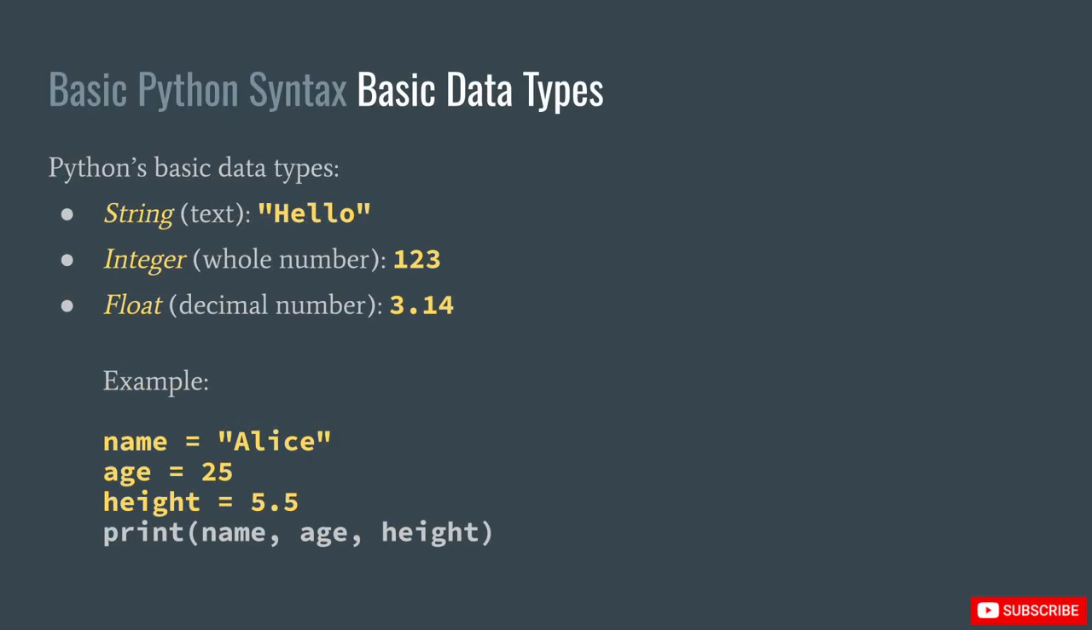These are the basic data types you'll work with in your code. A string is used for text, like a name or any other words. An integer is a whole number, useful for counting or indexing. And a float represents decimal numbers, which come in handy for more precise values like measurements.